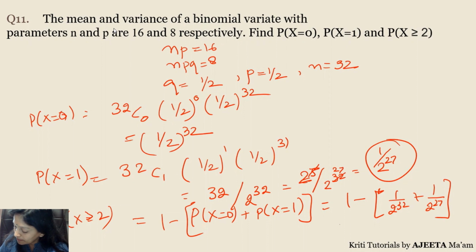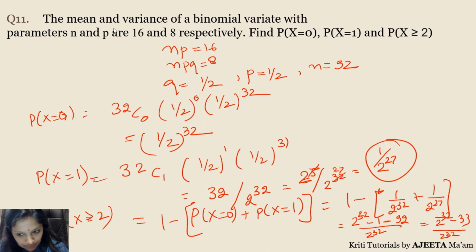So, what will you get? 2 raised to 32 if you take the LCM. So, 2 raised to 32 minus 1 minus 32. Right? So, what will you get? 2 raised to 32 minus 33 upon 2 raised to 32. That will be your final answer. Correct? So this is how we solve these questions.